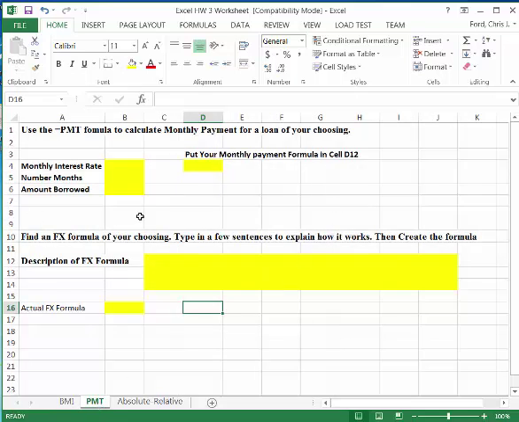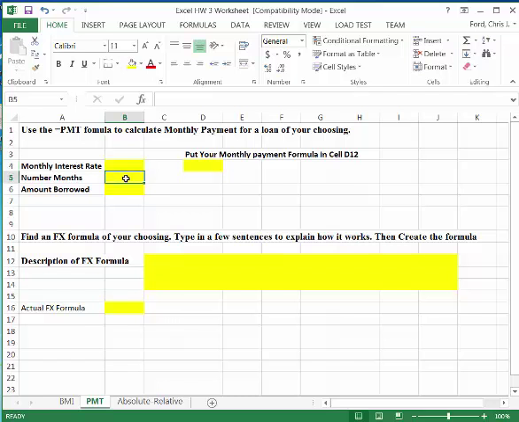This is a second sheet. The first thing you need to do is use the =PMT formula to calculate a monthly payment of your choosing. So you can select any interest rate. Now remember, you are going to have to take what is typically a yearly rate and divide by 12. So if you say 8%, I'd go 0.08 divided by 12.